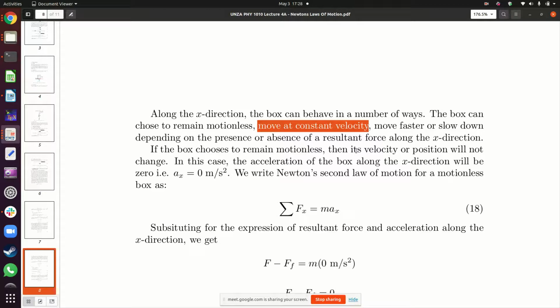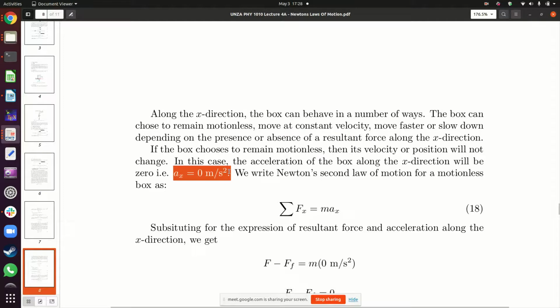It will remain whatever it is, as it's moving at constant velocity. So in this case, again, the acceleration of the box will be equal to 0 meters per second squared. So in these two cases, when the box chooses to remain motionless, or when the box opts to move at constant velocity, the acceleration is equal to 0 meters per second squared.